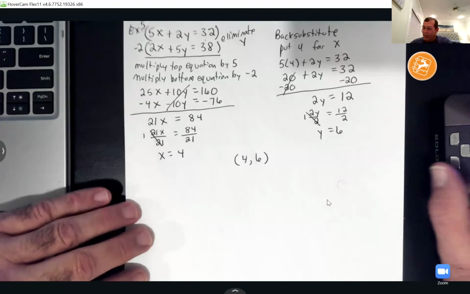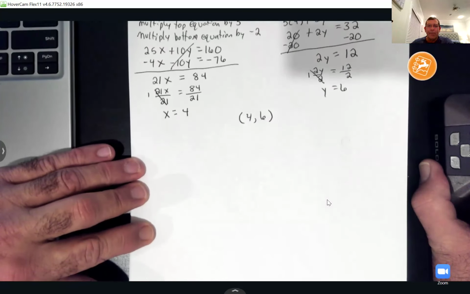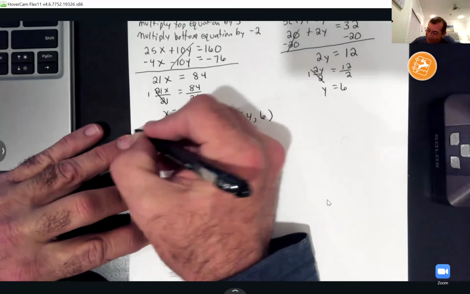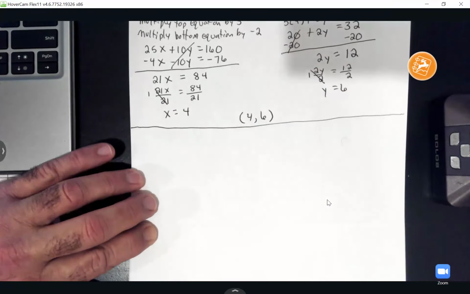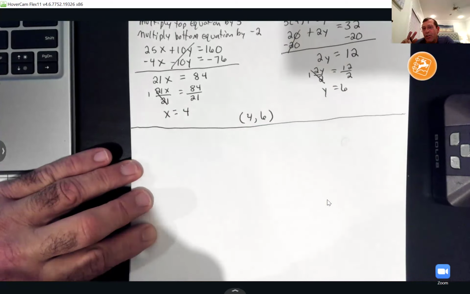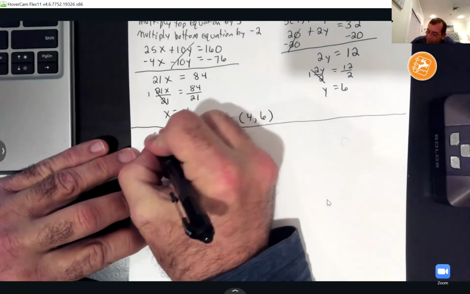All right, y'all, we're about to do the big boys now. Systems of equations in 3 variables.